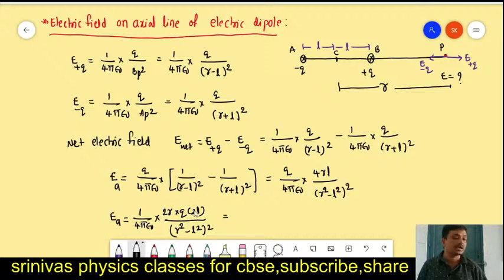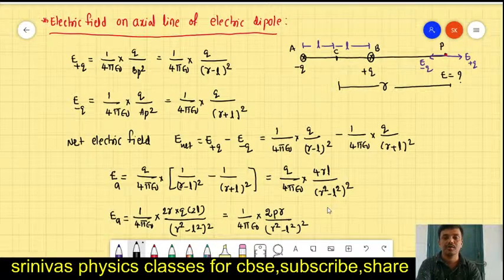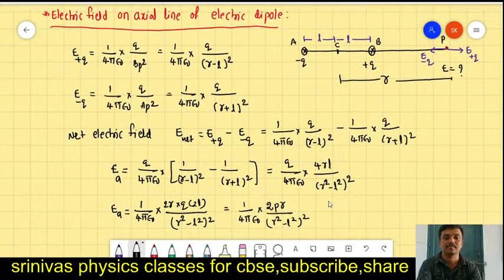Q into 2L is P. Q into 2L is P. Dipole moment formula is Q into 2L. That's why we are writing here 1 by 4 pi epsilon naught into, here Q into 2L is P. P into 2R we write as 2PR by (R square minus L square) whole square we will get. This is the formula for the electric intensity on the axial line. Okay, right. This is the derivation. If you have any query, you write in the chat box.